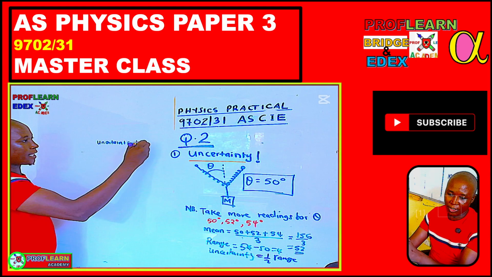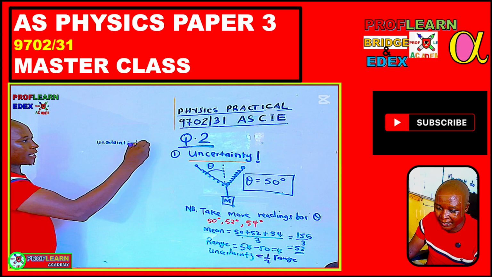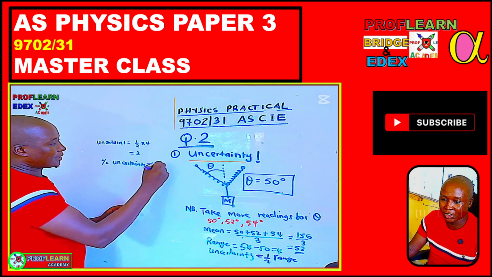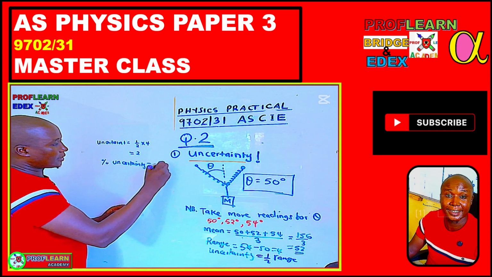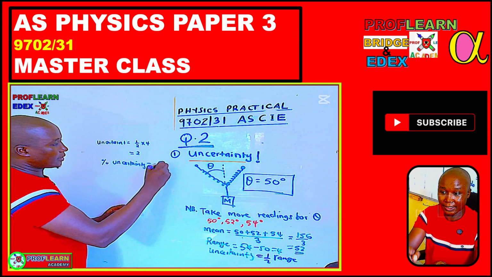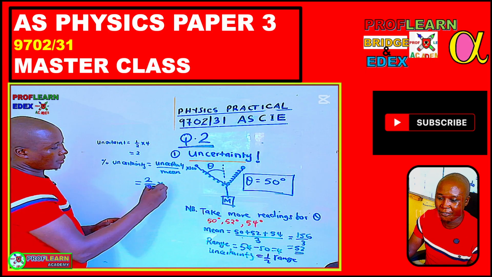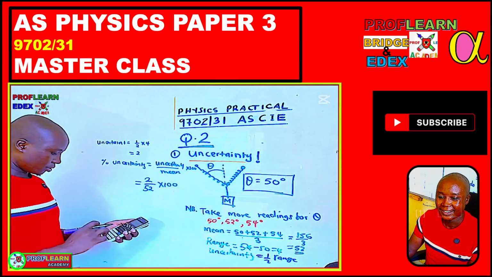Range is the largest value, in this case 54, minus the smallest, which is 50, so the range is 4. The uncertainty for this angle is going to be half the range, so half the range is 2. The percentage uncertainty is the uncertainty, which is half the range, 2, over 52, which is the mean, the average.